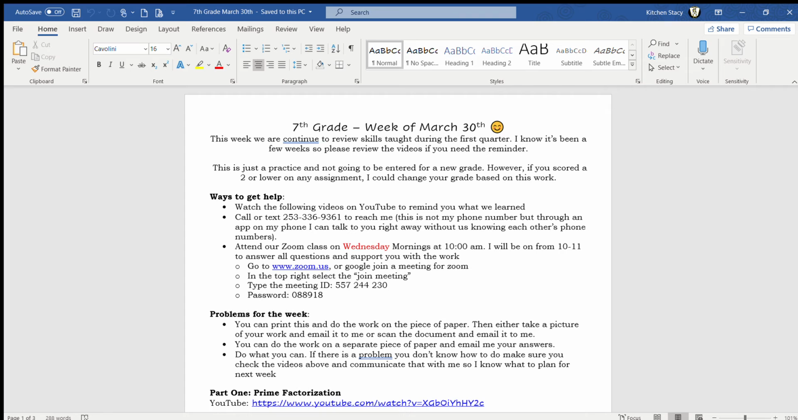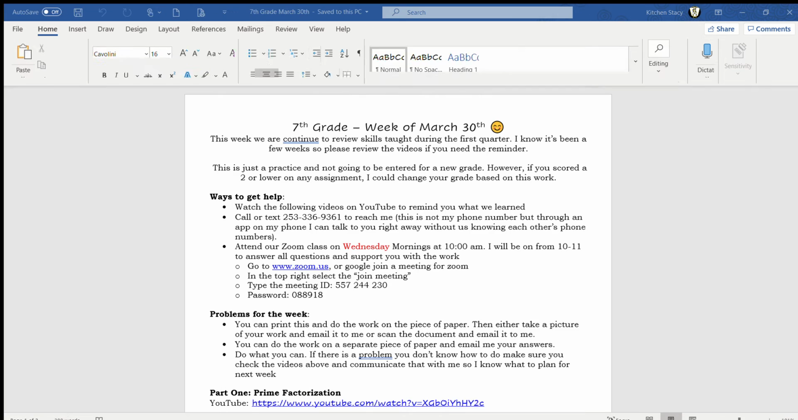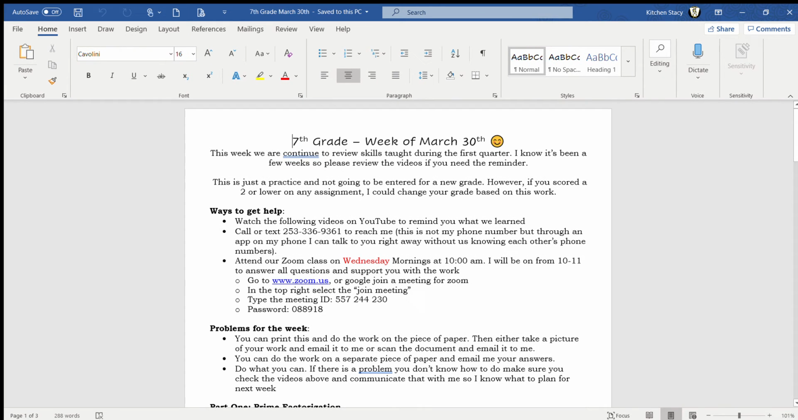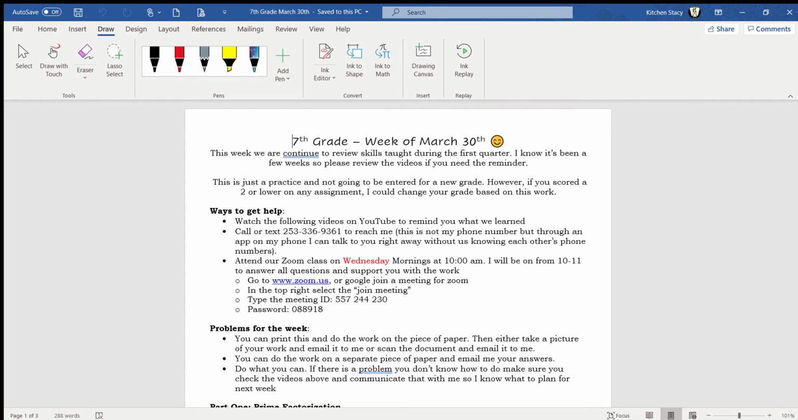So I want to walk through how to do each part of the packet and how you can share your work with me. There's a couple of options. One of the things you can do when you are doing this work is use the draw section. So if you don't have access to print the work, and copying it to paper is frustrating or challenging, then with draw, you can just write right there on it.